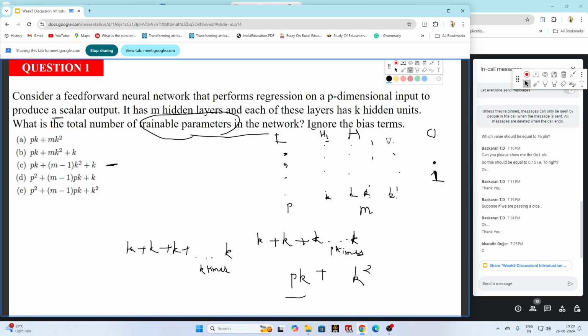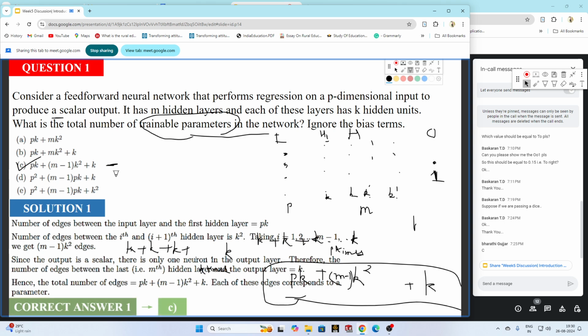That means if we have four layers, we get one less than that many k square terms for the trainable parameters in the hidden layers. So if we have m layers, it will be (m minus 1) times k square. Now the last hidden layer and the output layer: the output has only one neuron, so all k neurons will be connected to it. That is only k, nothing else. So your answer is pk plus (m minus 1)k square plus k. Option C is your correct answer.